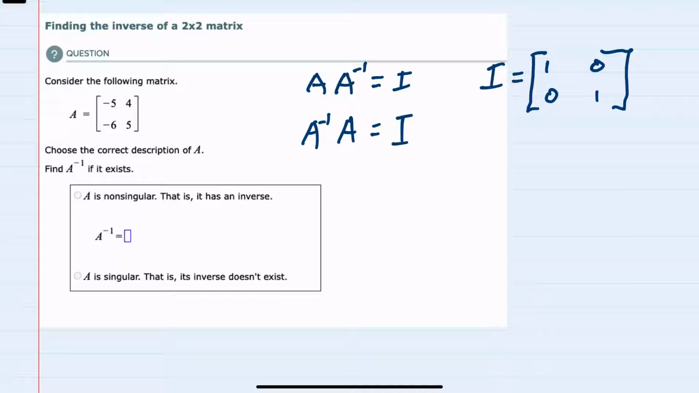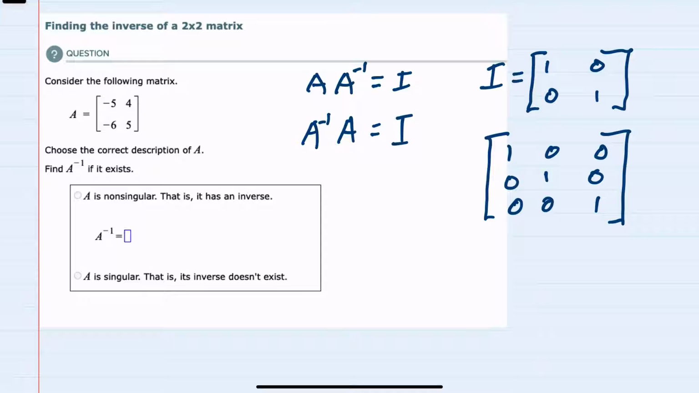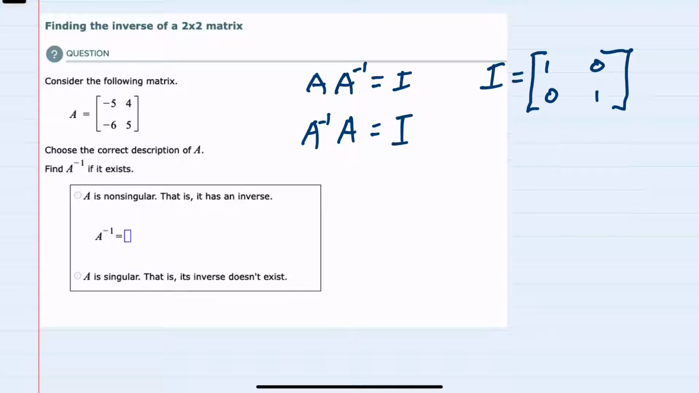So since we're looking at a 2x2, the identity matrix would look like this. If we were looking for a 3x3 identity, it would look like this, and so on. So in this example, we're just dealing with 2x2 matrices.